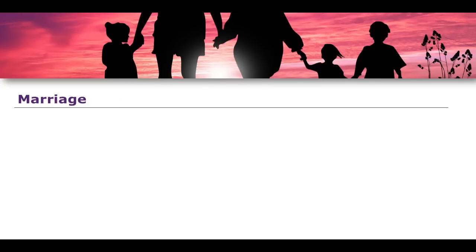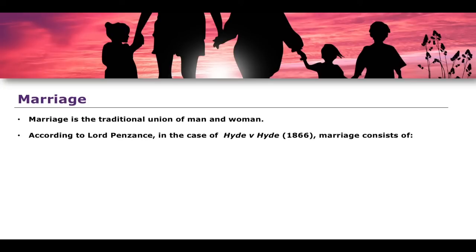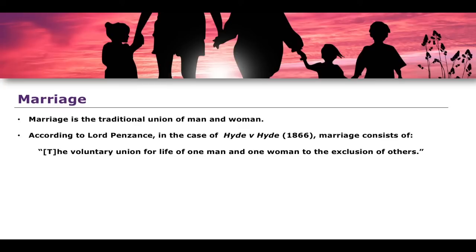So, marriage by the traditional standard is this concept of a traditional union of man and woman. That is the sort of colloquial definition of marriage, but it is one that is not necessarily supported by the case law, or not supported by law anymore, should I say, in relation to this being a traditional union of man and woman. However, at least in 1866, we see the definition of marriage as elucidated in the case of Hyde and Hyde by Lord Penzance, who suggests that marriage consists of, quote, the voluntary union for life of one man and one woman to the exclusion of others.